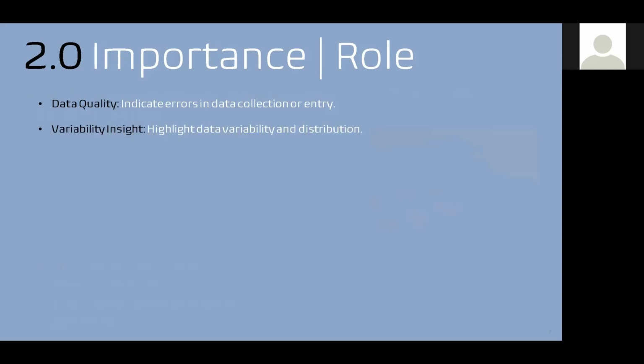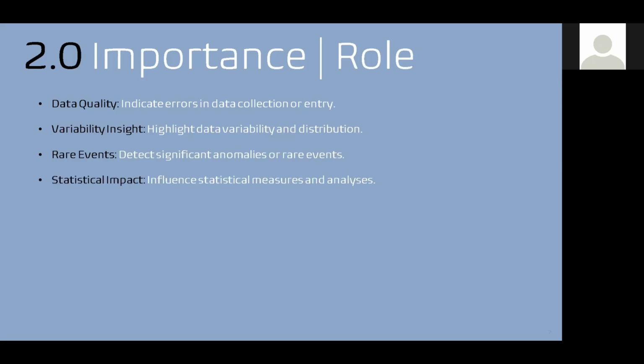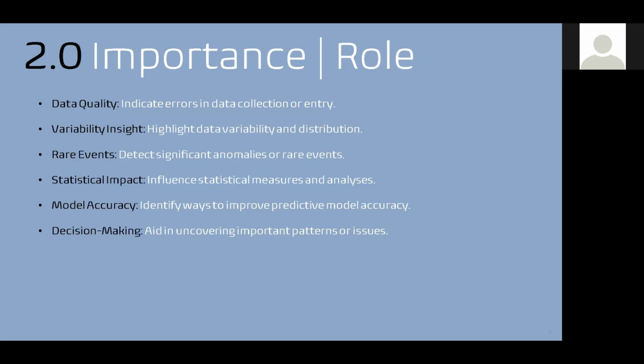All right, what role do they play? First, whenever there is an outlier, it can indicate there are errors in the data. It can highlight the data variability in the distribution. It can also help us detect rare events. It can potentially influence our statistical analysis, and because of that, it can also tell us ways to improve our predictive models. And of course, outliers can also help us uncover important patterns and issues.